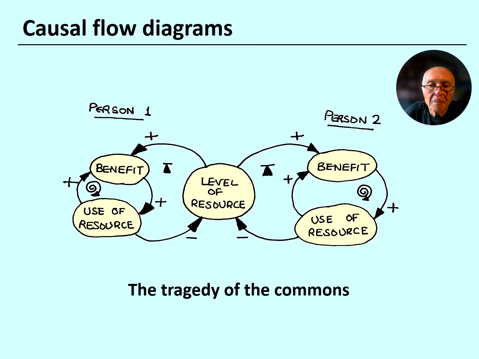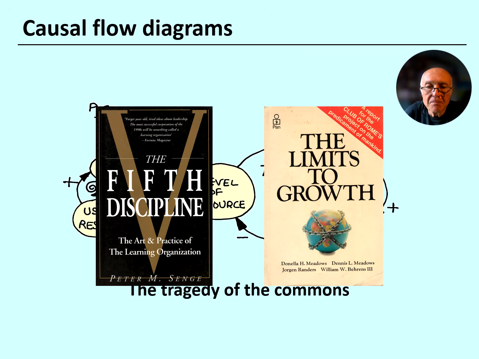So causal flow diagrams can help us to understand how a situation and a system may evolve over time. It's particularly popular in American systems thinking circles, perhaps because of two particular books that are significant in the system dynamics world. One is Peter Senge's The Fifth Discipline, which came out in the 90s and was a very popular management textbook, which looked at management theory from a systems dynamics point of view.